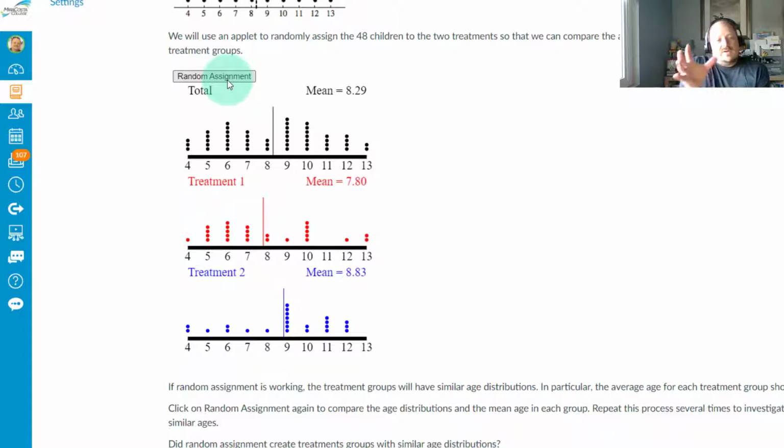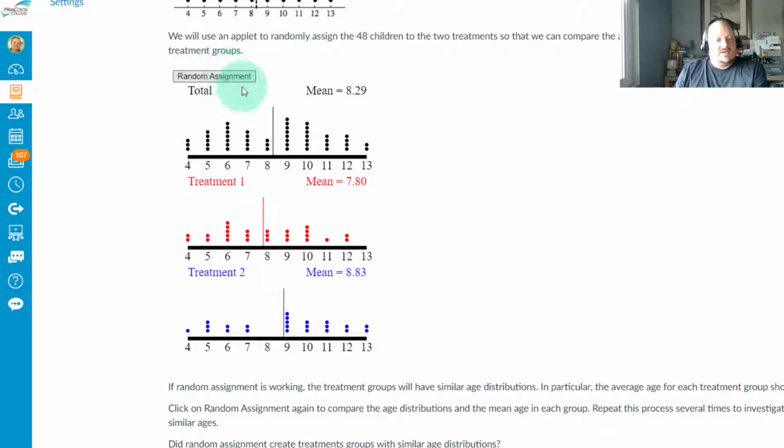So we don't want all the young kids in one group and all the older kids in another. So let's click random assignment again. What if we again randomly assigned kids to this? We'll take a look. Now I've got 8.2 in one and 8.39 in the other, but they're very different looking sets of data. This one, most of the data is clustered in towards the middle. Here, there's not very much clustered towards the middle, with most on the outskirts.